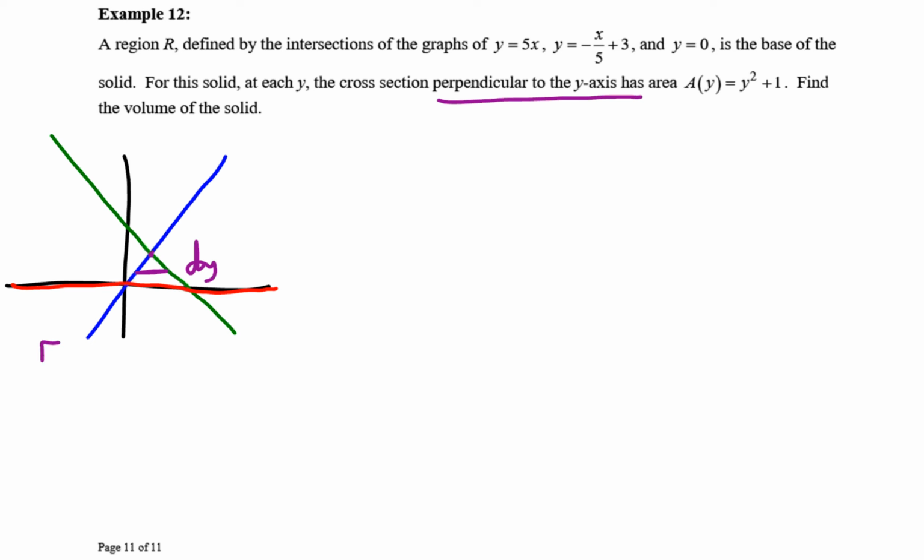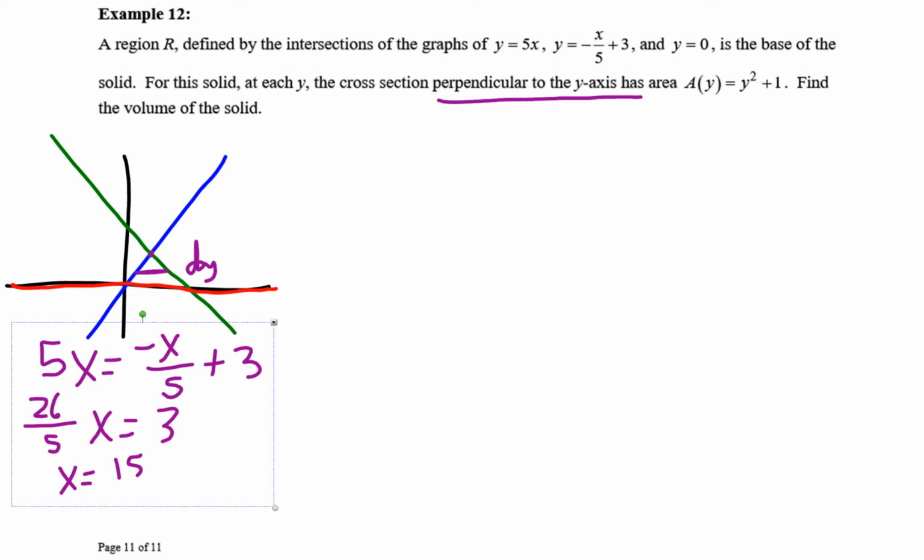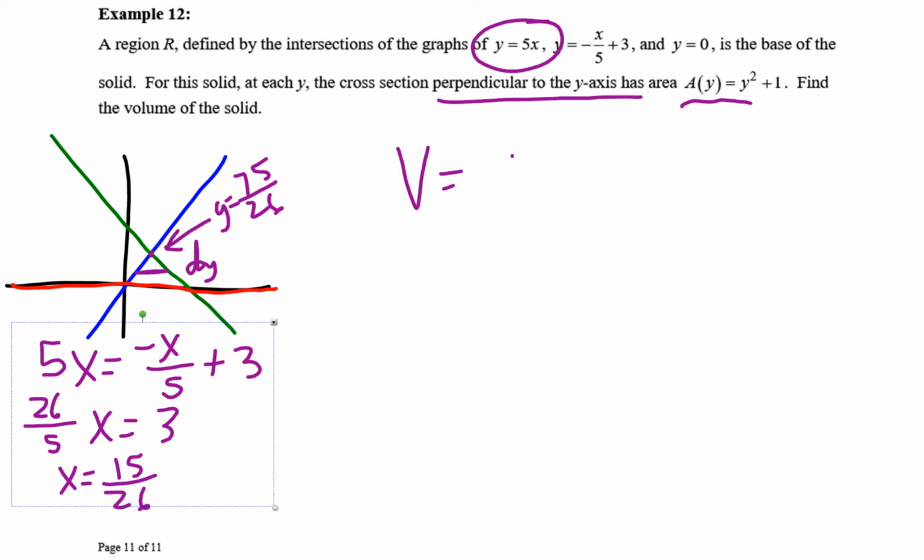So to do that, I'm going to set these equal to each other. 5 plus a fifth is 26 fifths. And so x equals 15 over 26. But I need the y value because it says here, this is a clue, A of y. I drew my picture, dy. So if I plug it into this one, 5 times that, our y value right there would be 75 over 26. All right, so for the volume, we're going from a y value of 0 to a y value of 75 over 26. Our area was given to us.